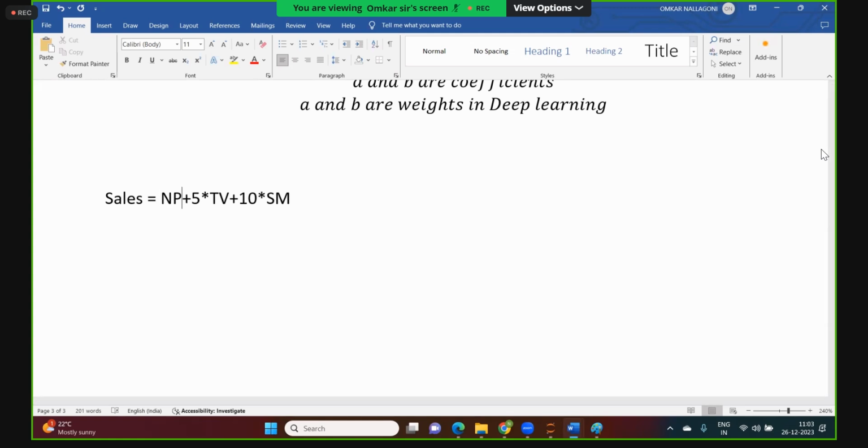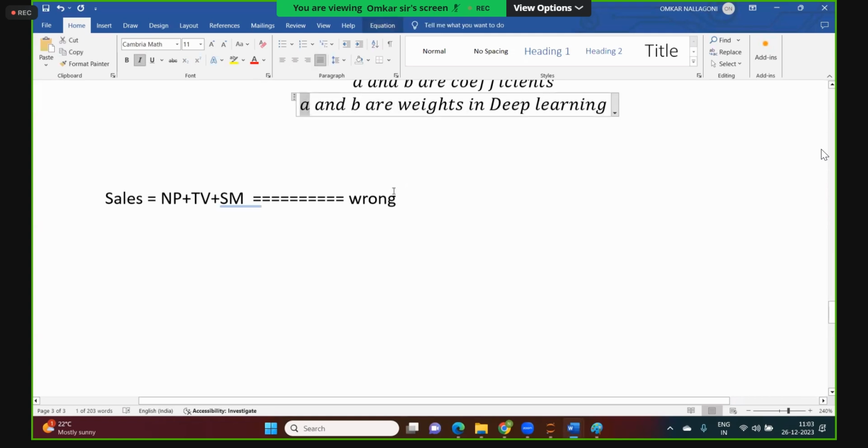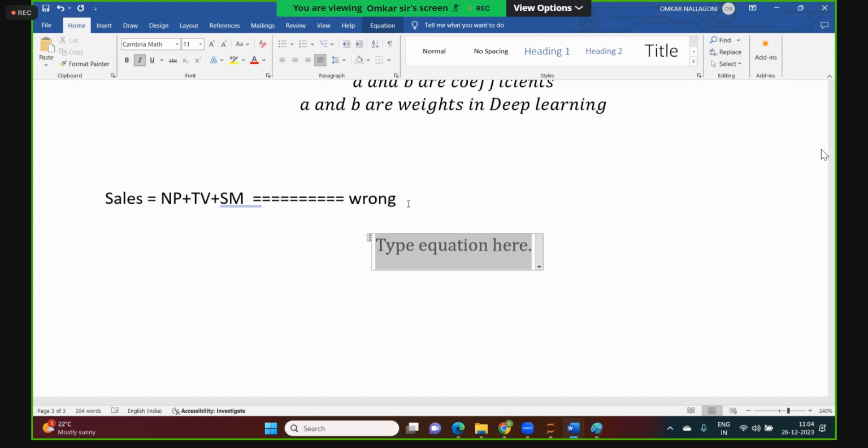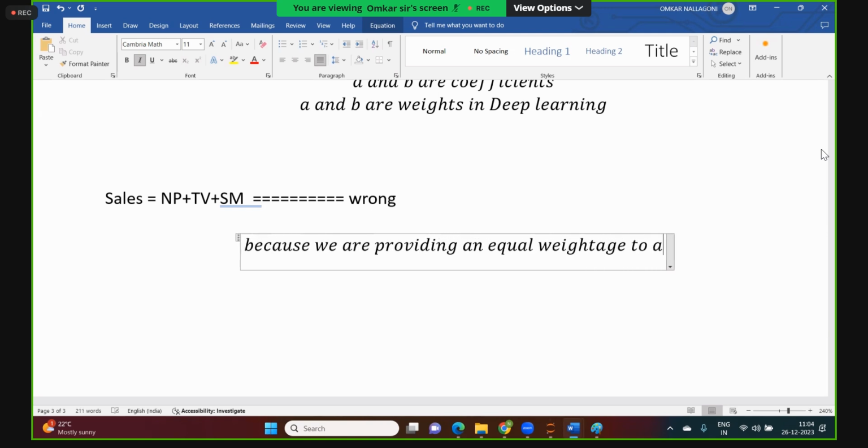You already told me, sir, this is a wrong equation. Why is it wrong? Tell me. Because we are providing an equal weightage to all variables.